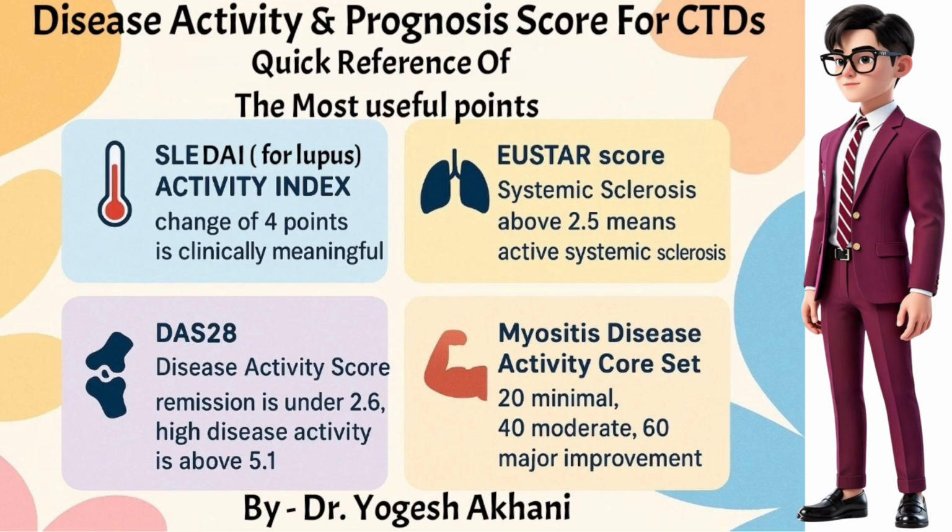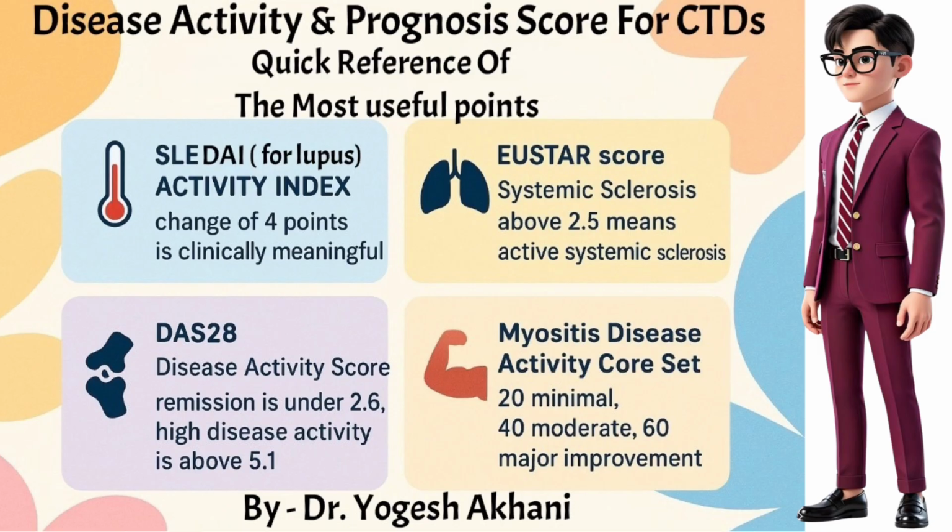For example, if someone suddenly develops nephritis and rising anti-dsDNA, the SLEDAI score will jump, telling you this is active and potentially dangerous lupus. Why it matters? Because persistently high scores predict organ damage and guide us to intensify treatment.